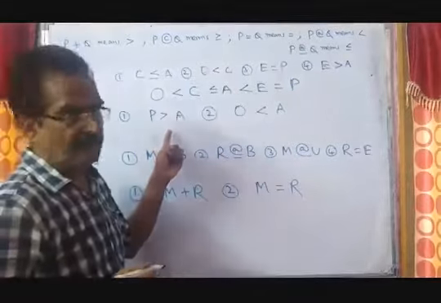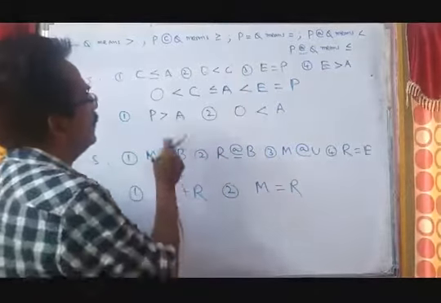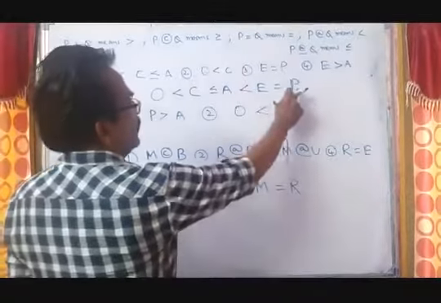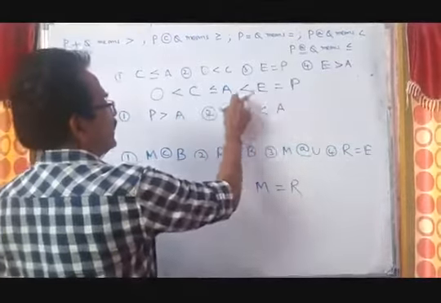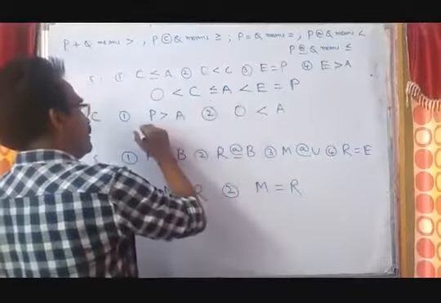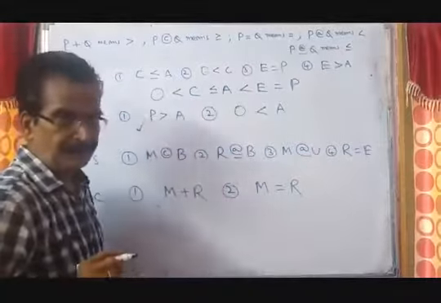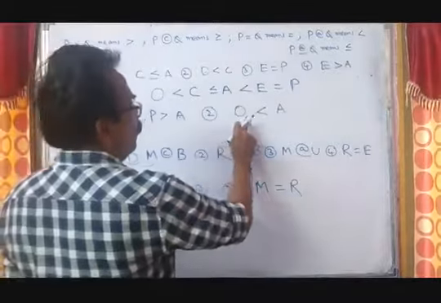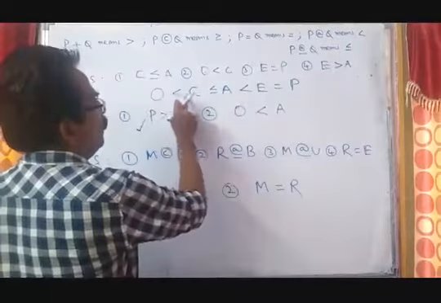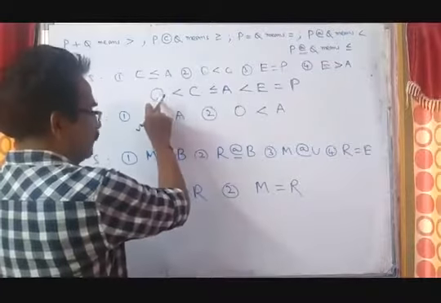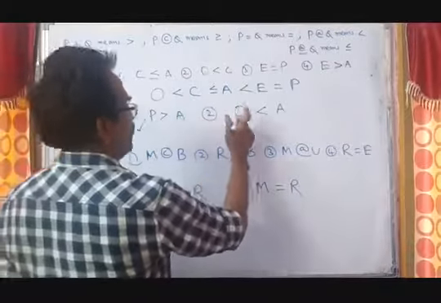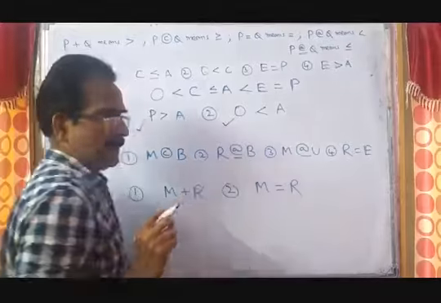Now you can verify the truth of the conclusions. P greater than A. Yes, P is equal to E, and E is greater than A, so P greater than A. This is true. O less than A. Yes, less than or equal to means less than. Less than is followed, so O less than A. Both the statements are followed.